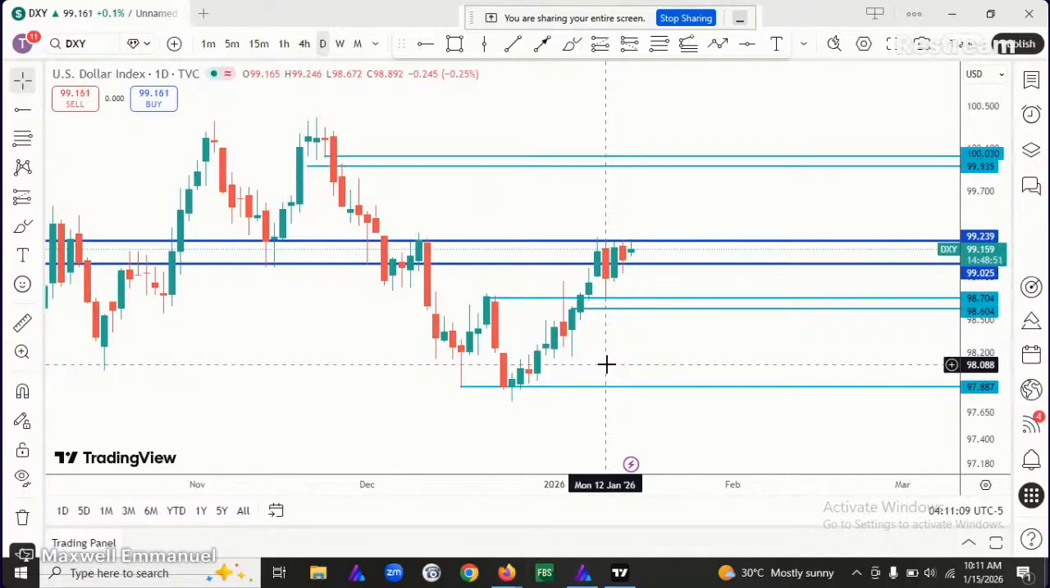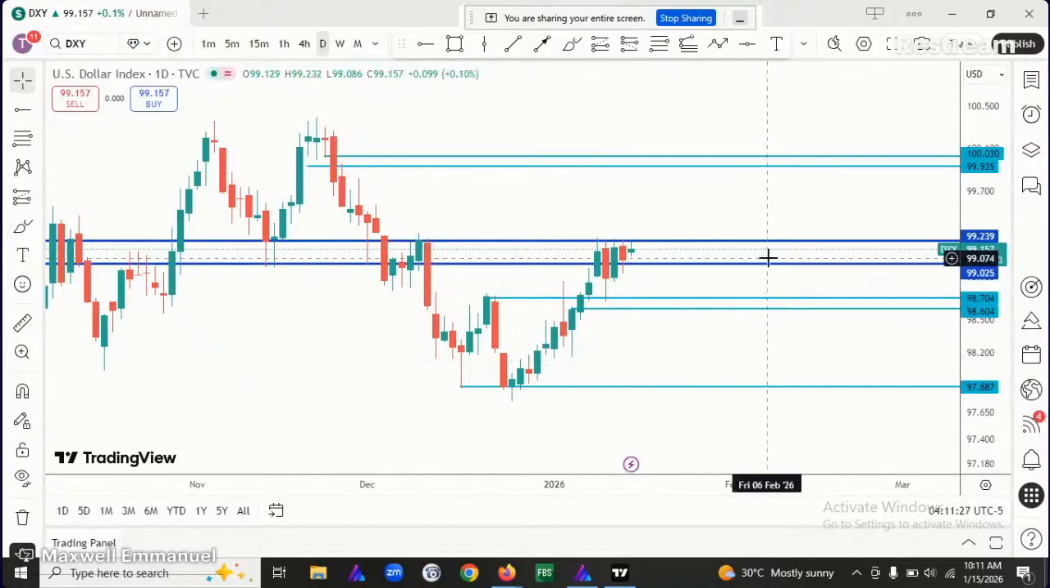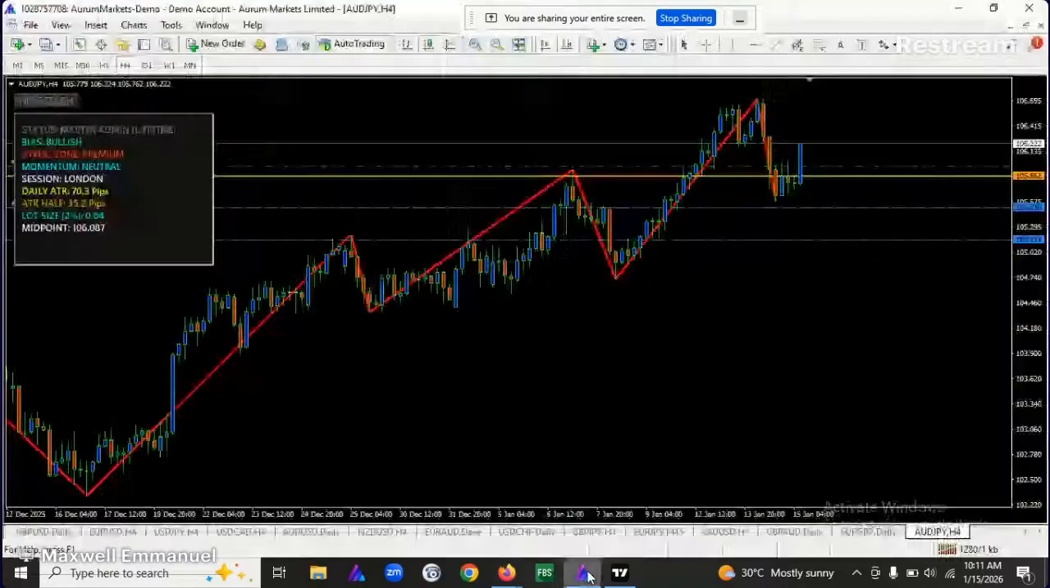And that is the reason I've not executed trades on GBP USD, Euro USD, Australian dollar USD. I'm waiting for a very clear signal to sell GBP USD, Euro USD, Australian dollar USD, NZD USD. Okay, so let's go to the chart and analyze currency pairs.